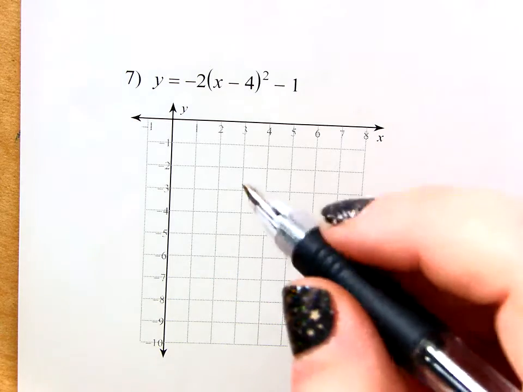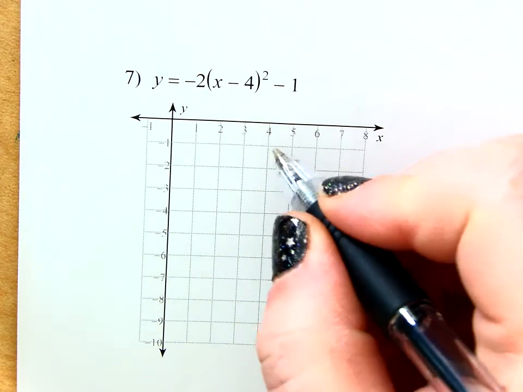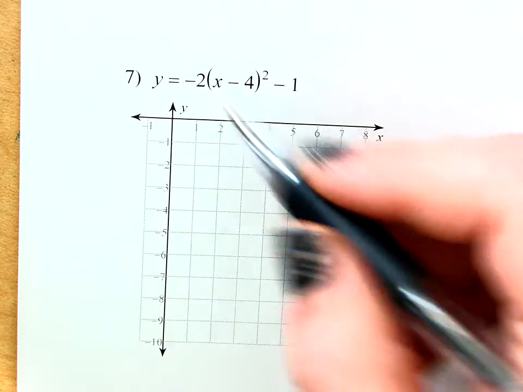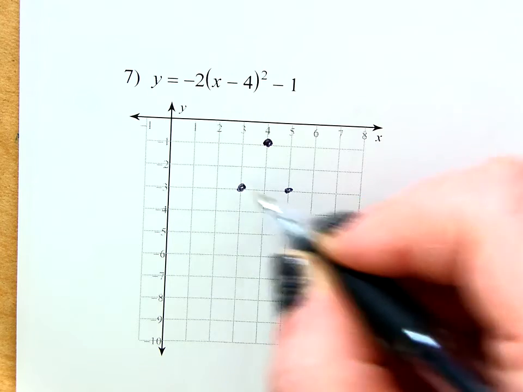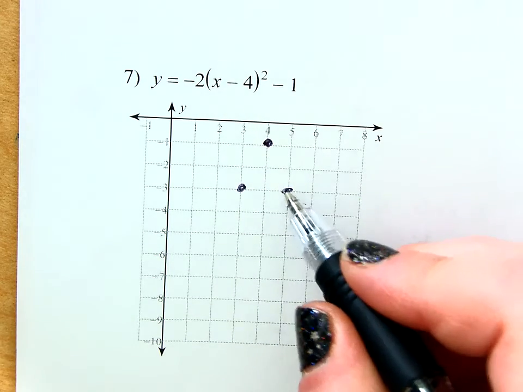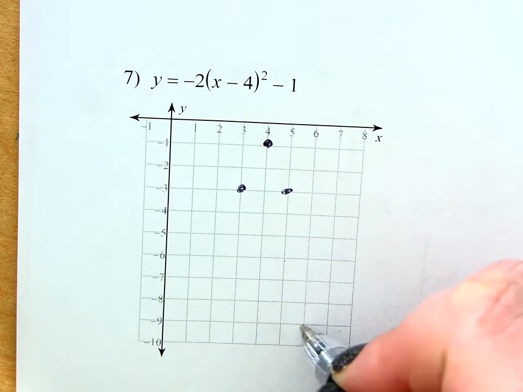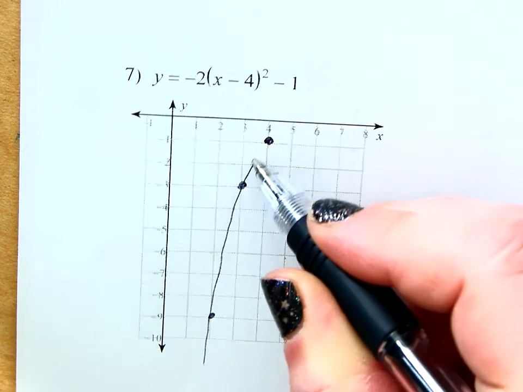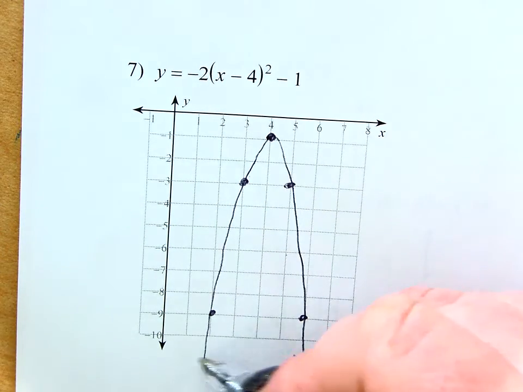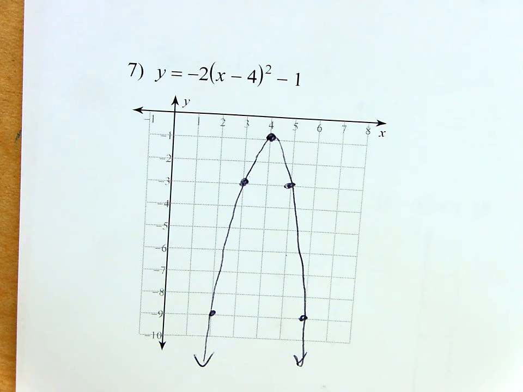Okay, everybody's got 7? Vertex is at? 4, -1. And then I just follow this. Since it's -2, I'm going to go down 2 over 1. And then I'm also going to go down 6 from that point. So 1, 2, 3, 1, 2, 3. 1, 2, 1, 2. There should be your graph. So make sure your vertex is at 4, -1. Then your next set of points should be at 3, -3, and 5, -3. And then these ones are at 2, -9, and 6, -9.